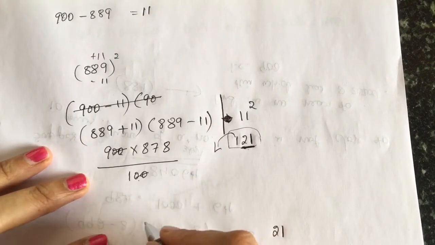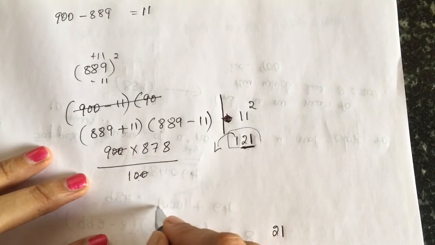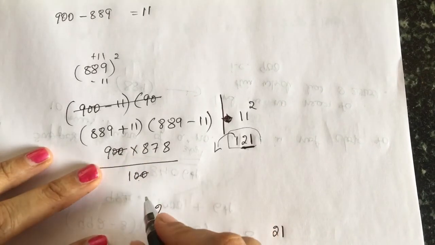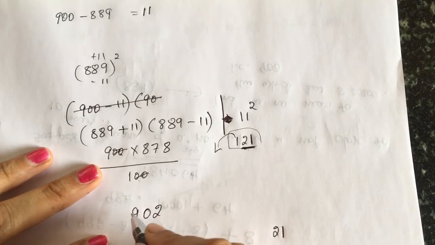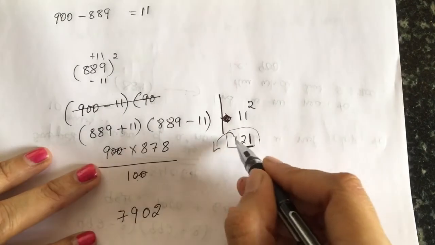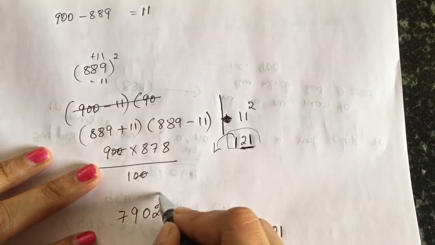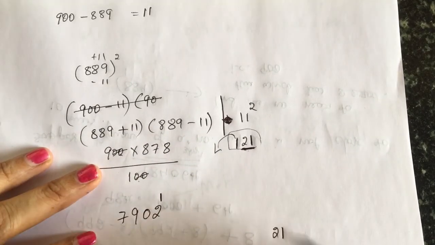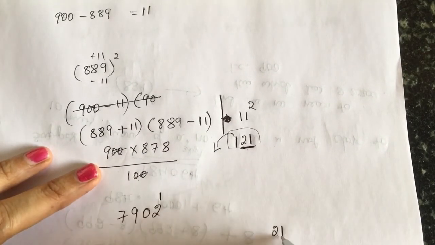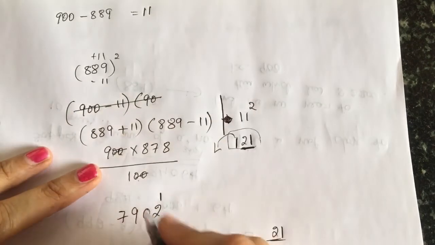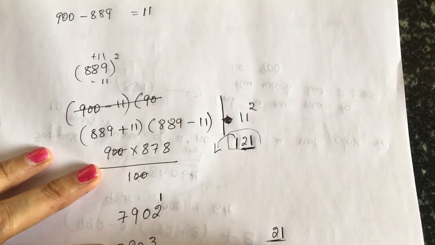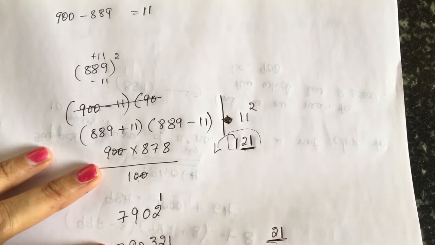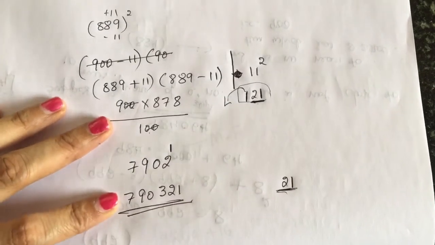So when I do the multiplication, 72, 0, 9 and 7, then this single digit is there that I need to add. And I have to take up this 21, so it's 7903 and ends with 21. This is the answer.